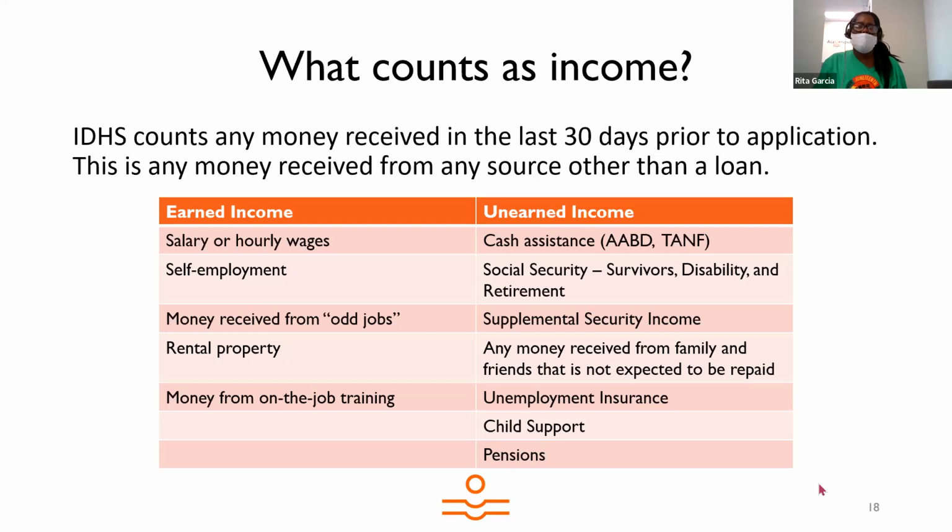Unearned income is supplemental security income, so SSI. Rental property, and then any money received from family and friends that's not expected to be repaid is under unearned income. Money from on-the-job training, and for unearned income, unemployment insurance, child support, as well as pensions.